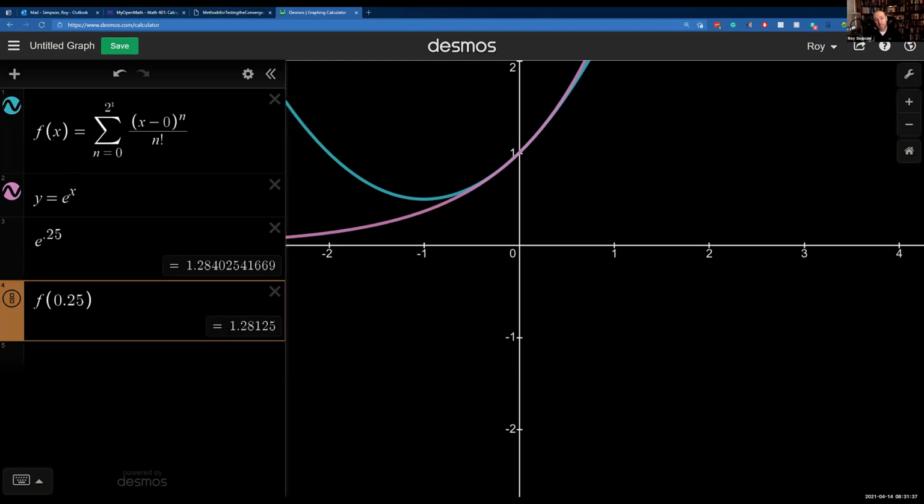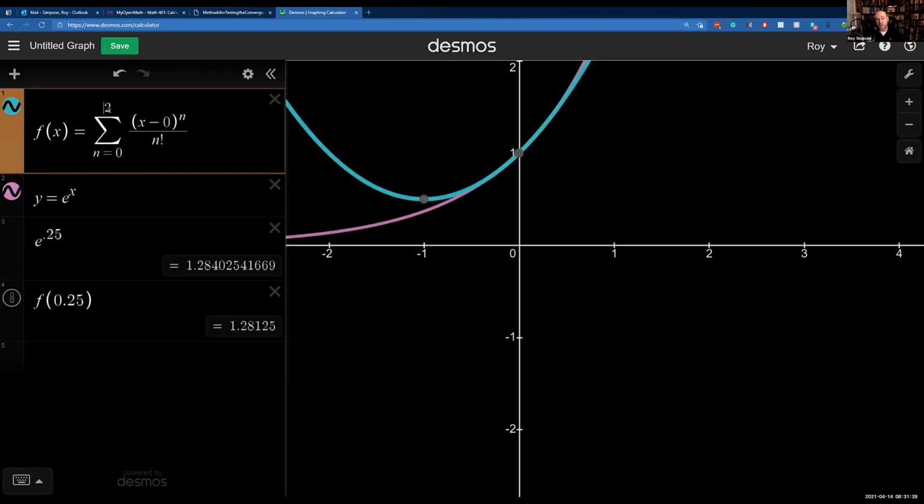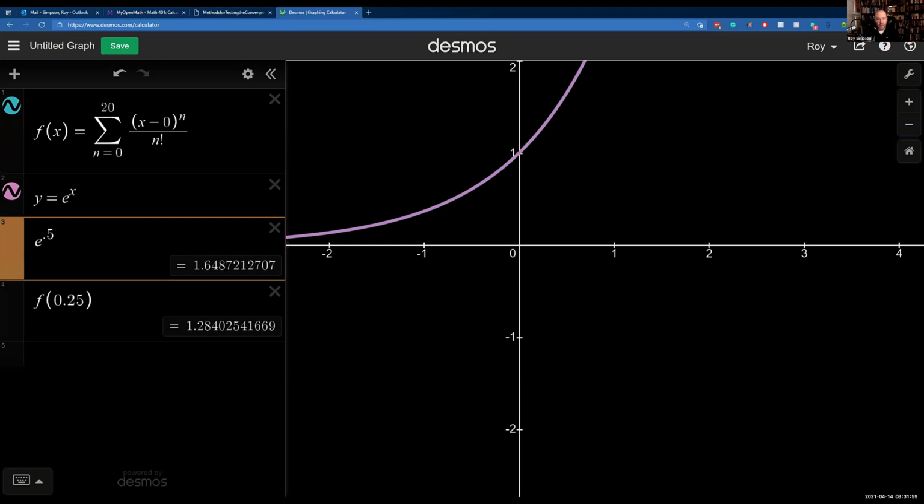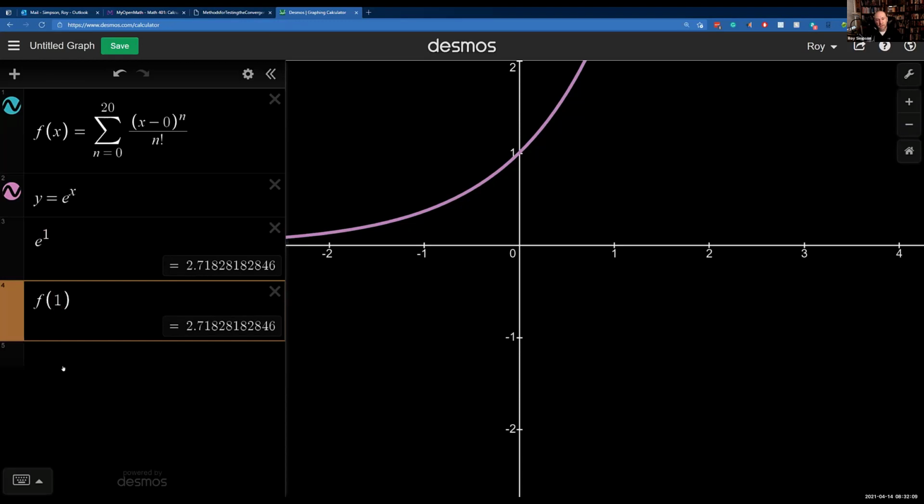Unless, for example, you want to get more than a second degree polynomial approximation. If you want a 20th degree polynomial approximation, look how nice our approximations are now. They're exact all the way out to 9 digits. And if I want to know what e to the 0.5 is now, it's still exact out to 9 digits. If I want to know what e to the first is, which we know is 2.71828 and change, I'm still exact out to that many digits.